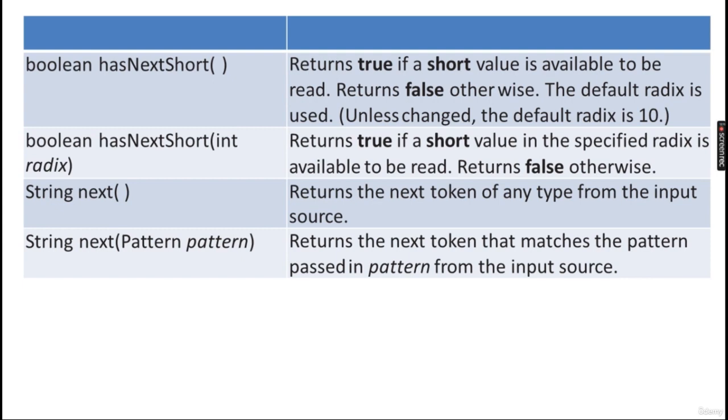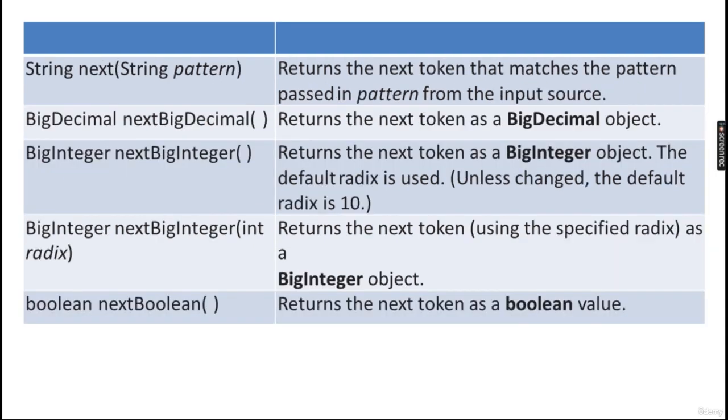String next(Pattern) returns the next token that matches the pattern passed in from the input source. String next returns the next token that matches the pattern passed in from that input source. BigDecimal nextBigDecimal returns the next token as a BigDecimal object. BigInteger nextBigInteger returns the next token as a BigInteger object. The default radix is used unless changed. The default radix is 10. BigInteger nextBigInteger(int radix) returns the next token using the specified radix as a BigInteger object.